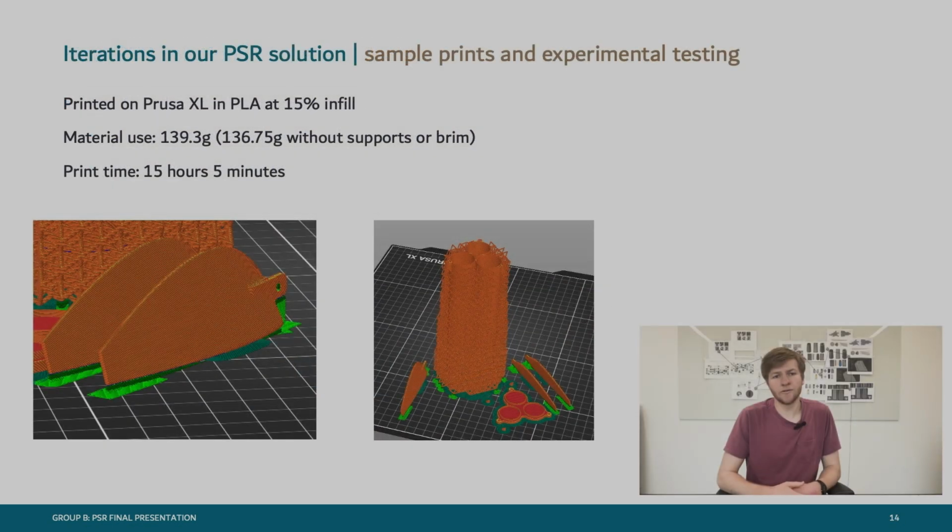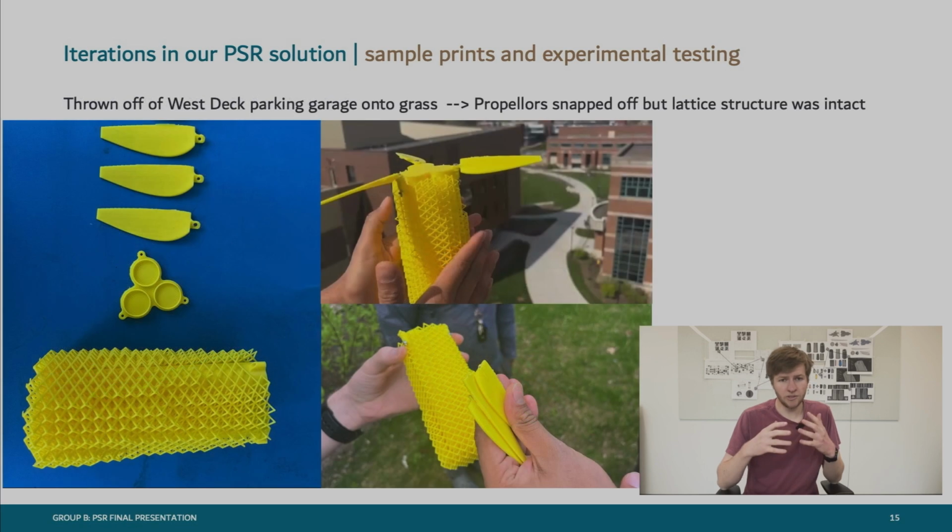To test our final design and the connections between each of the pieces, we used the Prusa XL at the Learning Factory to print an FDM PLA model. At 15% infill, the tray used 139.3 grams of filament and 15 hours, 5 minutes to print. The pieces fit together well using the micro screws purchased at Ace Hardware to combine them.